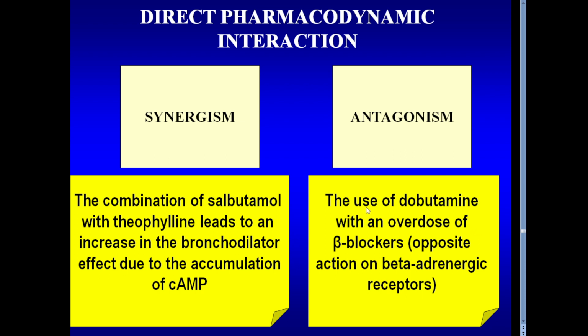Direct antagonism is used more often. For example, the use of dobutamine, which belongs to beta-1 agonists, in an overdose of beta blockers. Dobutamine with beta blockers: in overdose of beta blockers, we use dobutamine. Opposite action on beta adrenergic receptors. First agonist, second antagonist. This is direct antagonism.